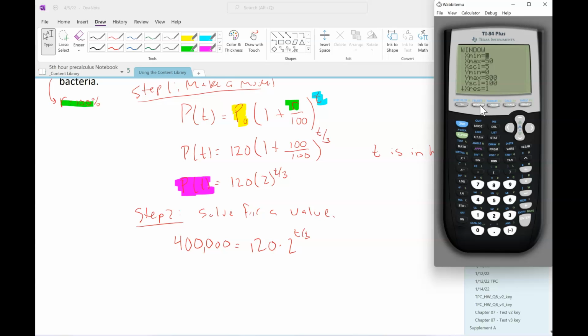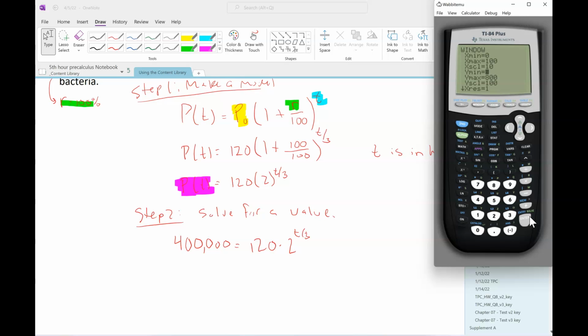So maybe I'll go 0 to 100. I'm just taking a stab at it. I don't really know, but I'd rather overestimate than underestimate. Cool with that. Our y's are going to be the population size. What's the smallest population that we have? 120, right? The initial amount.